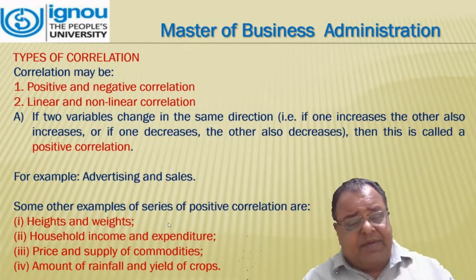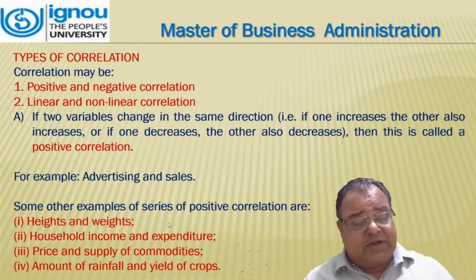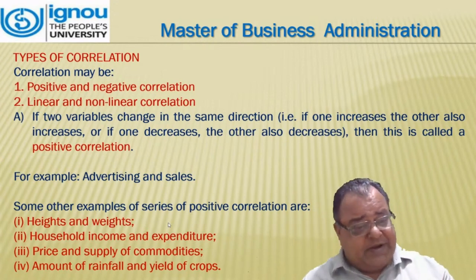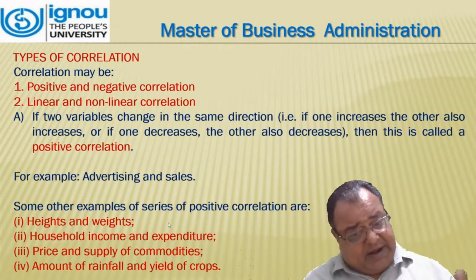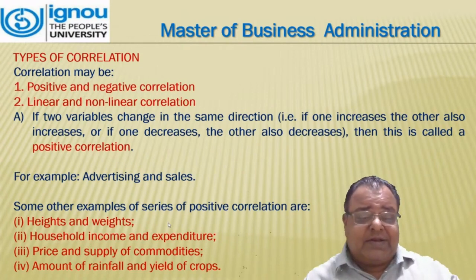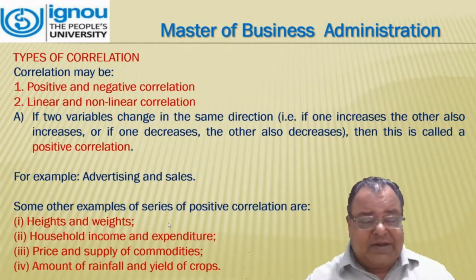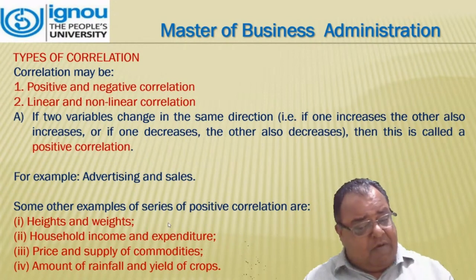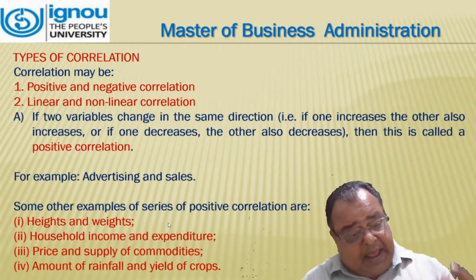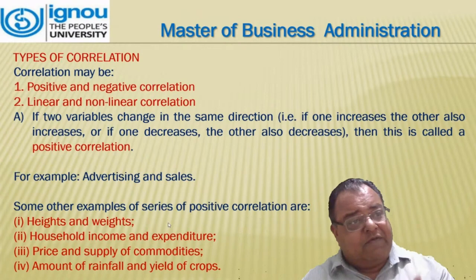Some other examples of positive correlation are height and weight, and household income and expenditure. As your income increases, no doubt your expenditures will increase. Also price and supply of commodities, and amount of rainfall and yield of crops.